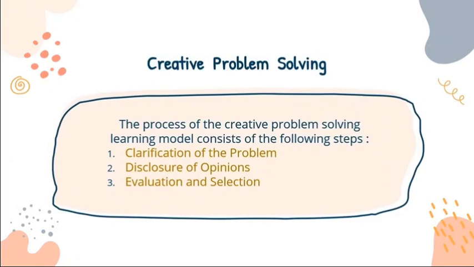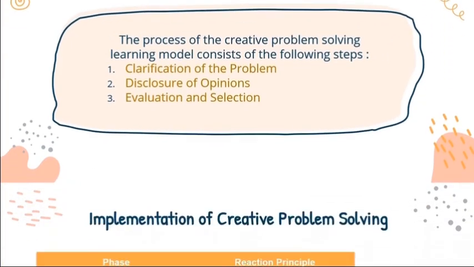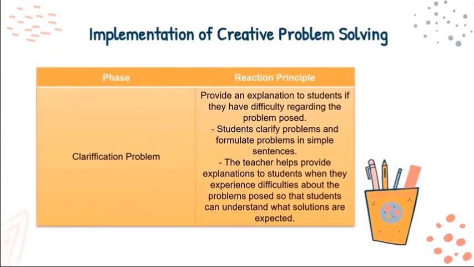The process of the creative problem solving learning model consists of the following steps. First, clarification of the problems. Second, disclosure of opinions. The third, evaluation and selections. Fourth, implementation of creative problem solving. The first is clarification of the problems. Provide an explanation to students if they have difficulty regarding the problems posed. Students clarify problems and formulate the problem in a simple sentence.